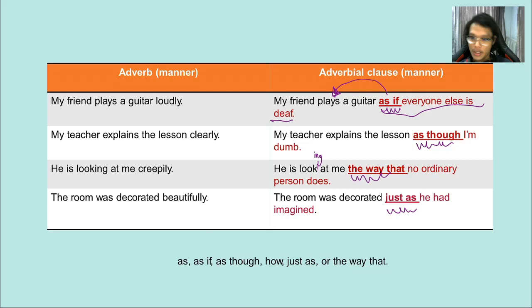Okay, so here is another example: the room was decorated just as he had imagined. So again, just as is another adverbial clause that we use to connect the two sentences to explain how the room was decorated. We focus on decorated, ก็คือตกแต่ง. Okay, as examples, I just used 4 of them, but anyhow, there are many of them that you can use in your daily life or in your sentences.